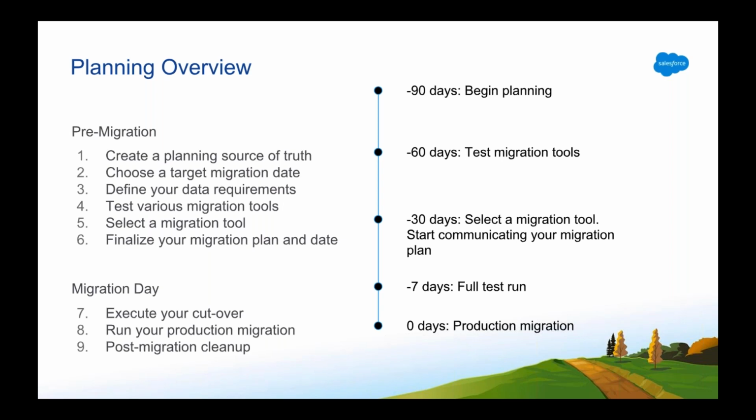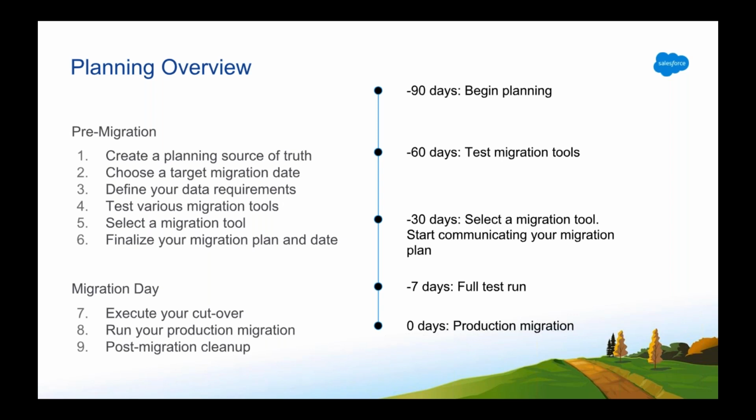So on the right side here is a sample timeline. We recommend that you start at least thinking about things 90 days in advance. That's ideal. Obviously, there may be situations where people have shorter timelines, but this is kind of a good starting point. If you have the time, I would start thinking about it 90 days in advance. And then with 60 days to go, testing migration tools, and 30 days, select a migration tool and start finalizing and communicating your migration plan.